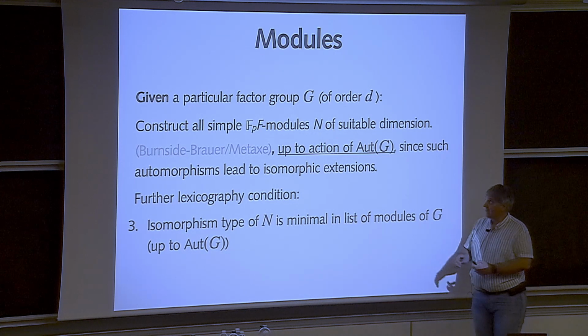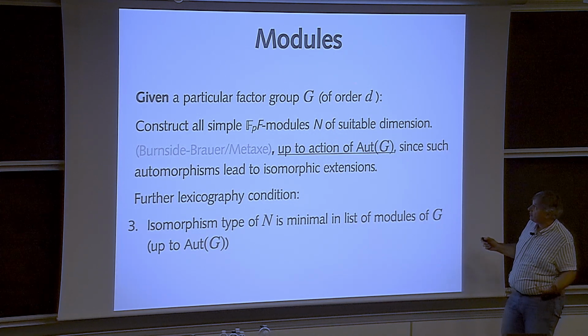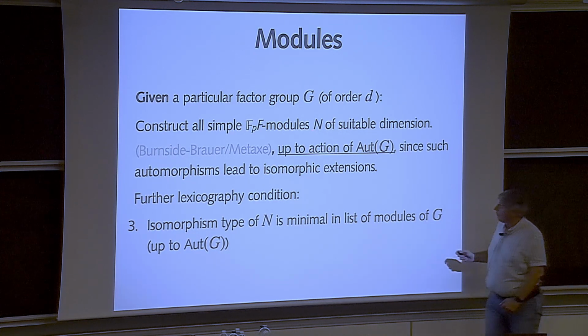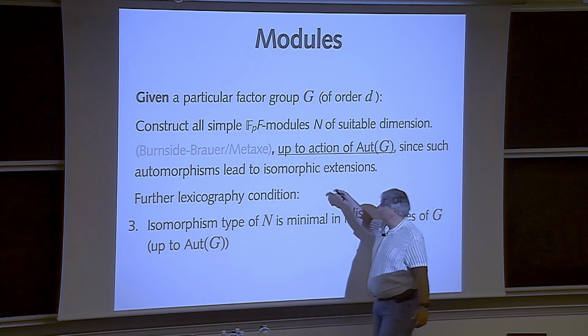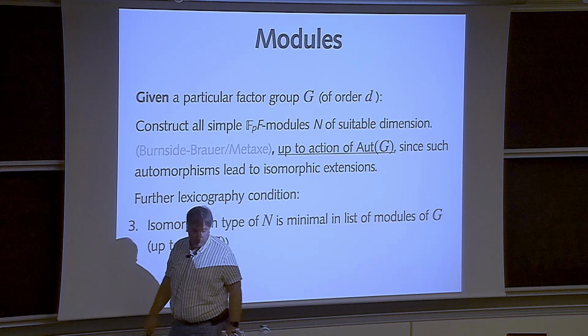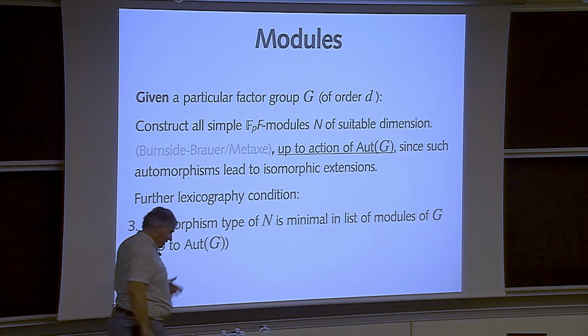So starting, what do I do now for such a group? I have a group G, which has, say, order D. It's a smaller perfect group. I construct all modules over the suitable prime of the suitable dimension to get order n. I want the simple modules. How am I doing this?